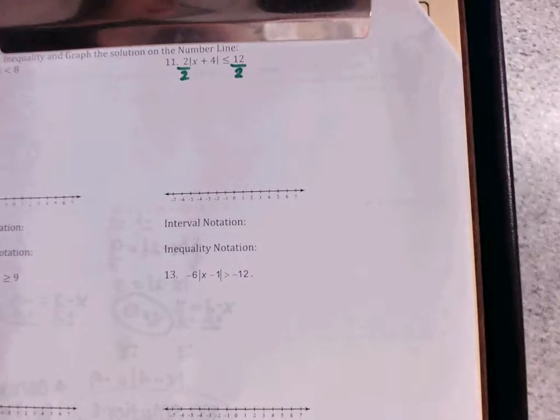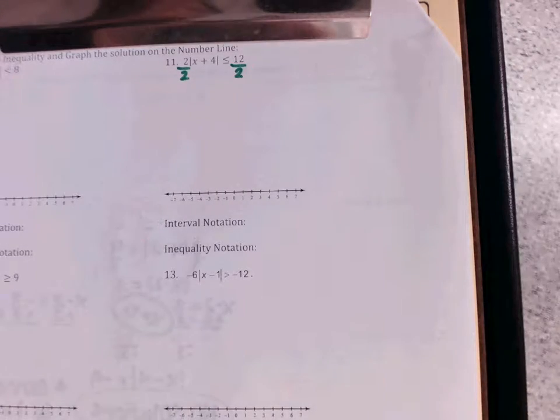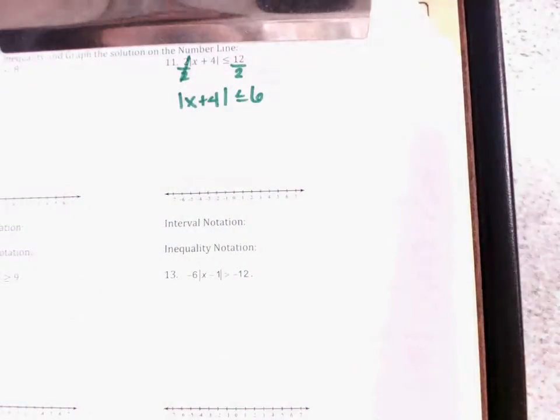Divide by 2. Now, if I was dividing by a negative, do you remember that this switches? Okay, so that's not what we're doing here, but just remember that in your head too, that if you divide by a negative, you switch the sign. Okay, these guys cross out. X plus 4 left over, less than or equal to 12 divided by 2 is 6.